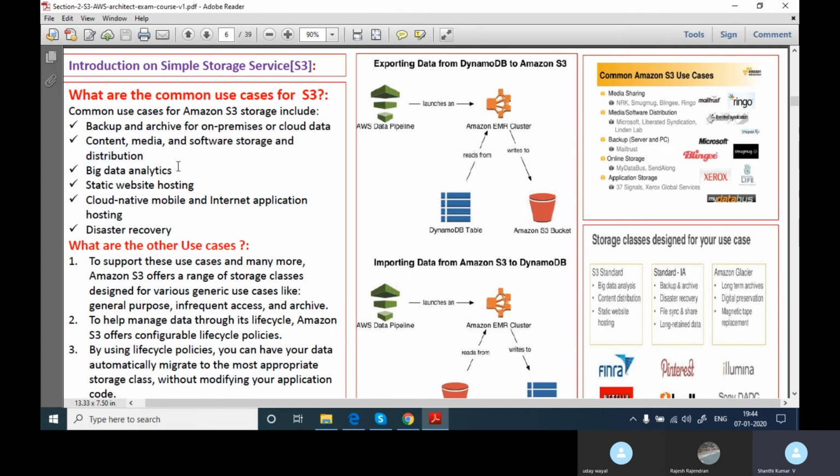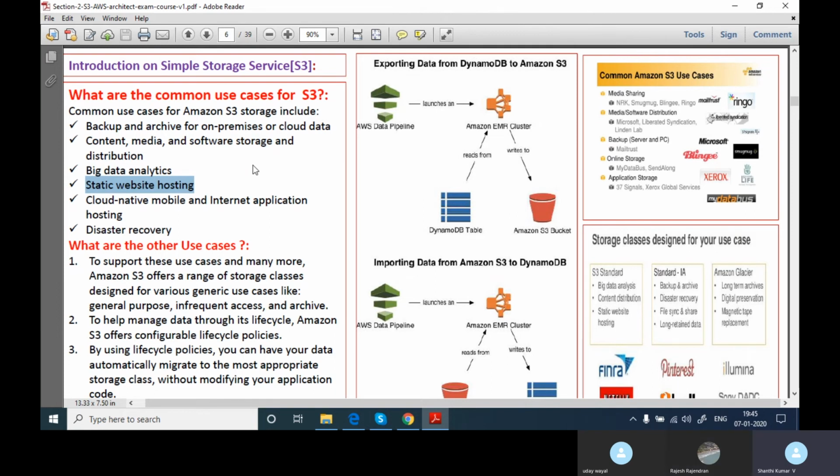Then another thing is big data analytics. We have seen one scenario, how the technology related scenario can be applied using big data analytics, how S3 can be used. Then static website hosting. Static website hosting is you publish particular objects and let others know that. Even you can publish for streaming purpose one video file also.